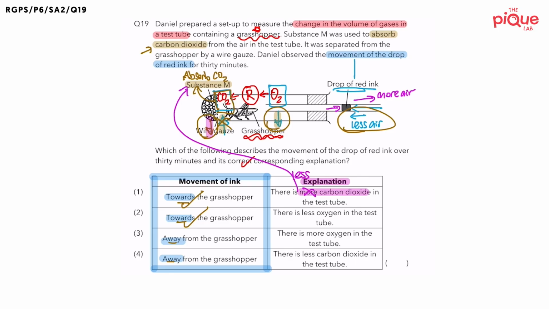So let us quickly check if number 2 is the correct answer. Number 2 says that there is less oxygen in the test tube. So let us look at the oxygen over here. Is there less oxygen in the test tube? Yes, there is less oxygen in the test tube. And can you remind me why is there less oxygen in the test tube? This is because oxygen is being taken in for respiration. That's why there's less oxygen in the test tube, and this gives us our correct option to be option number 2.